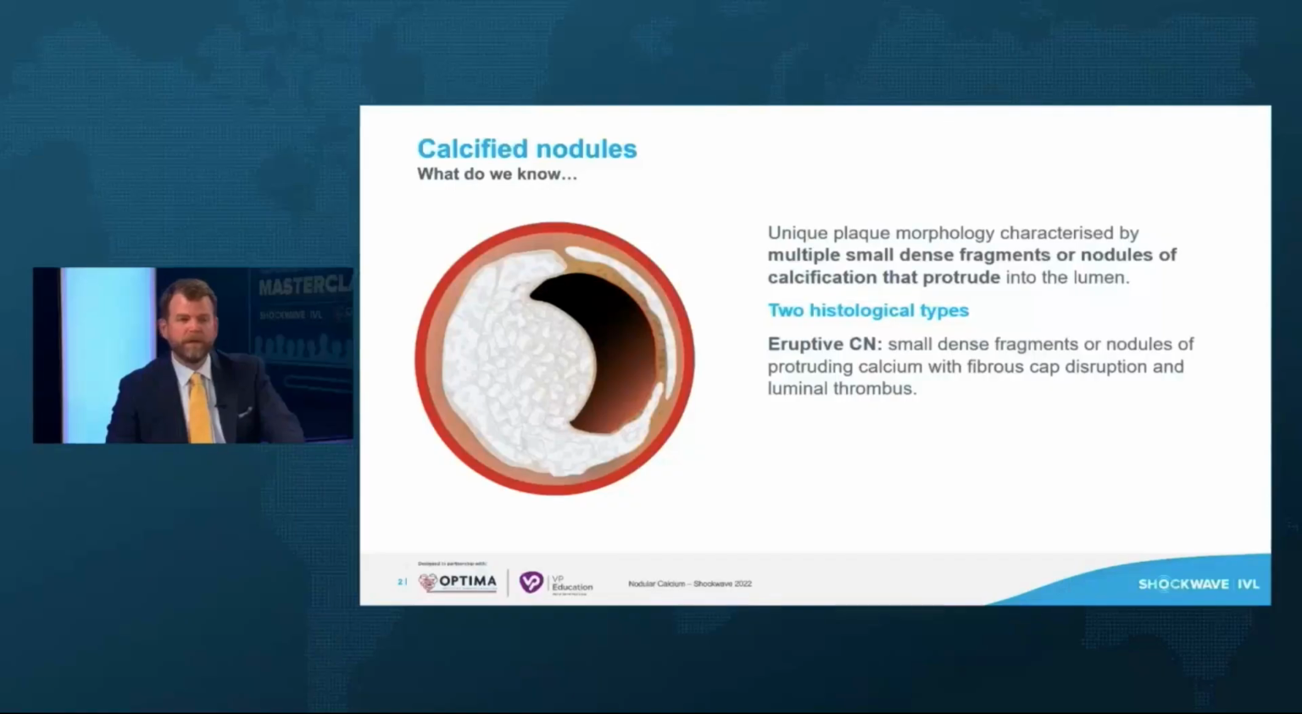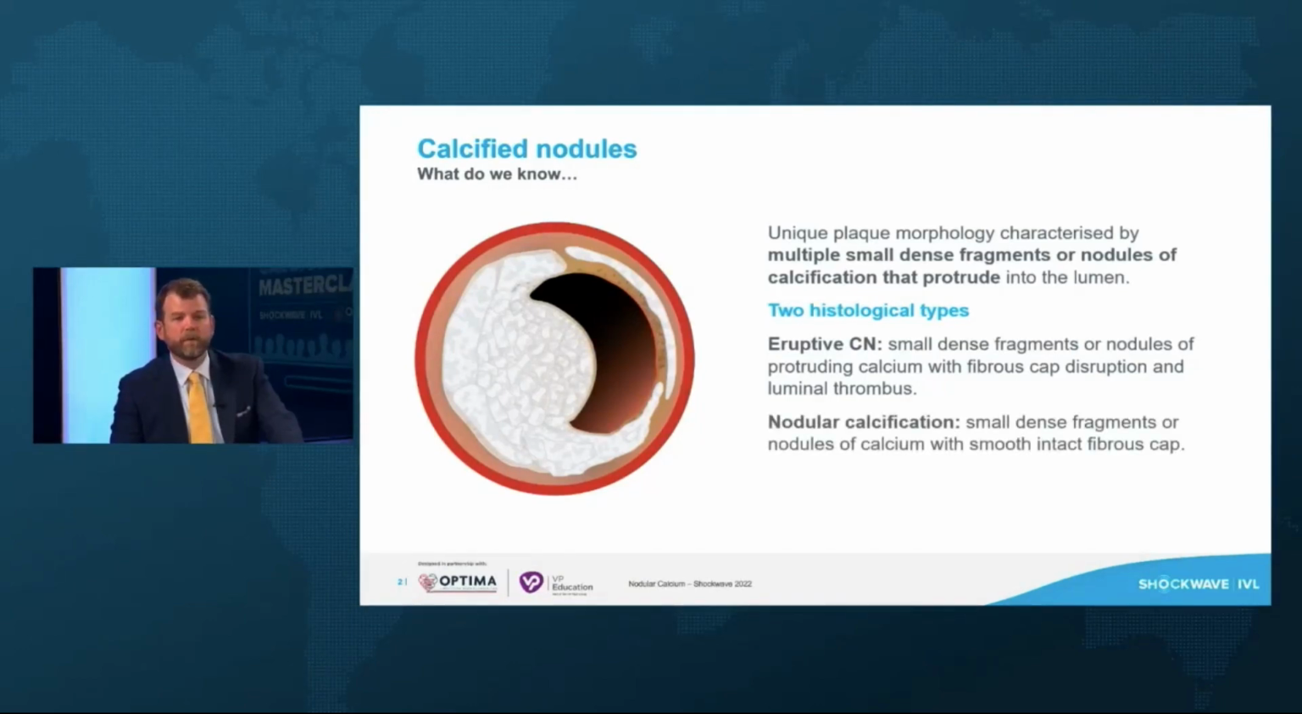So we're going to spend a little bit of time talking about calcified nodules and why they matter when we do PCI. Calcified nodules are unique in that they have a morphology characterized by a bunch of small, dense fragments or nodules that protrude into the lumen, the definition of a nodule. There are two unique histological types. One is the eruptive type, where there are small, dense fragments or nodules that protrude with a fibrous cap that has a disruption that can have associated thrombus. The other is a more nodular type, where you have a smooth, intact fibrous cap.